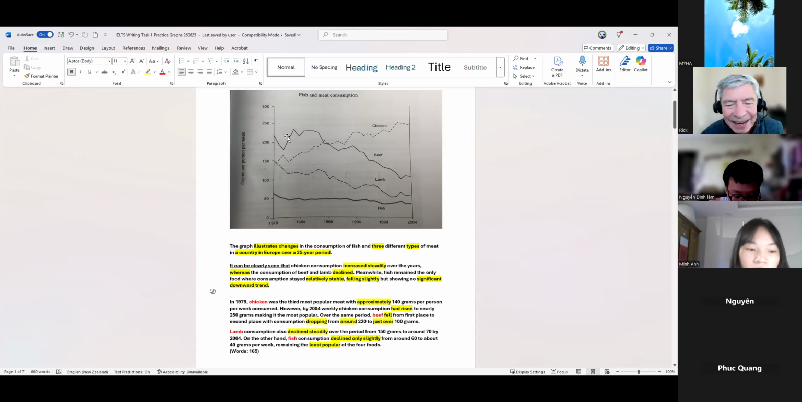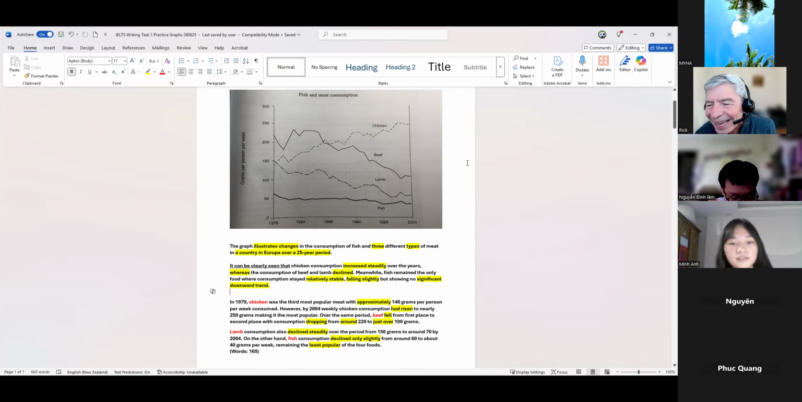What is another word I could have used instead of declined? Beginning with F. Yeah, it means the same as declined. The consumption of beef and lamb declined. What is another word I could have used? Beginning with F. Fall. Past tense? Fell. Yes, fell. Very good. Correct. Consumption of beef and lamb fell.